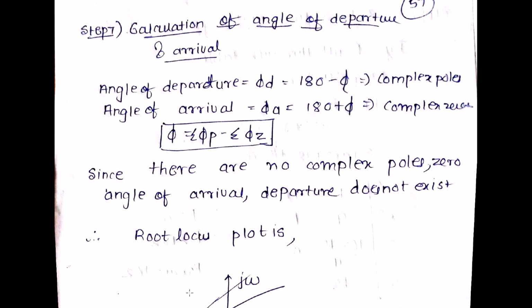Now, the next step is to find out the angle of departure or the angle of arrival. The formula is given over here for departure as 180 minus phi and arrival 180 plus phi. Phi is phi p minus phi z. Now, since there are no complex poles or zeros existing, I will not have my angle of arrival or departure. In the next numerical that we will solve in the next video, we'll have complex zeros and poles. In that case, we'll have the angle of departure and arrival both.